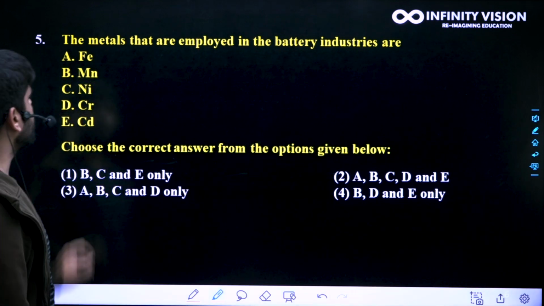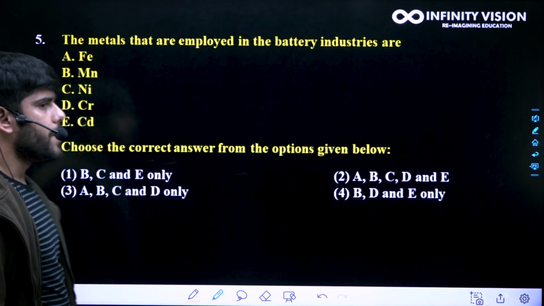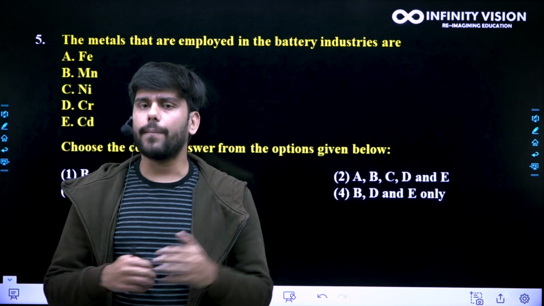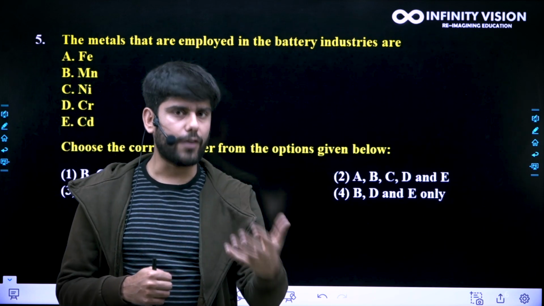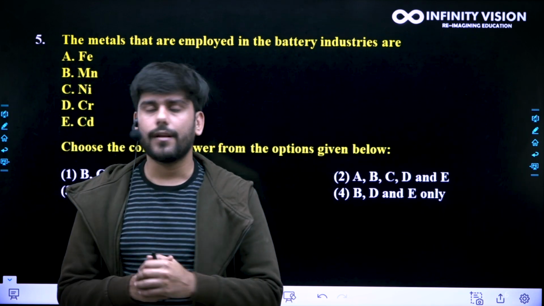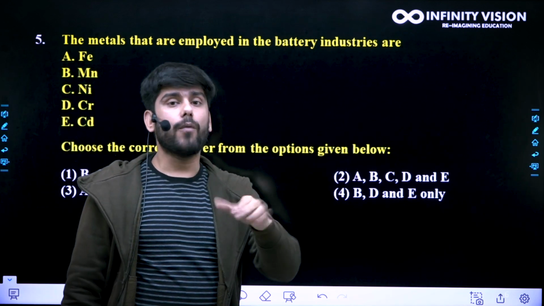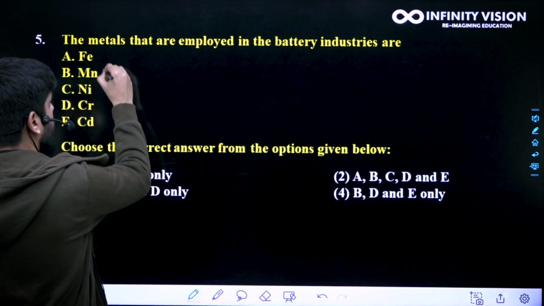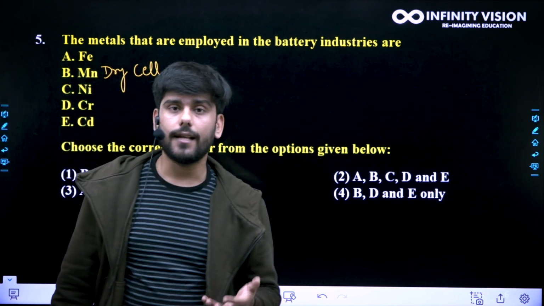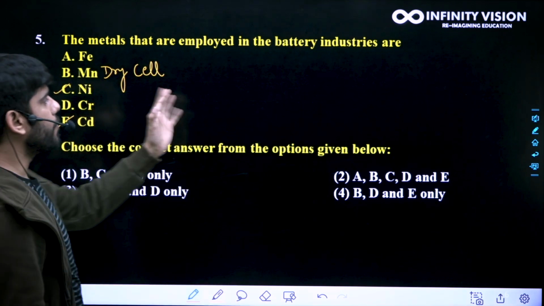The next question is, the metals that are employed in the battery industries are... Now we know when we study the applications of the transition metals, they find applications in the battery industries, right? We are aware of the primary cells and the secondary cells. There is a dry cell in which we find application of manganese in the form of MnO2 paste, right? So this is used in the dry cell. We already know it. Then there is the nickel cadmium cell or nickel cadmium battery.